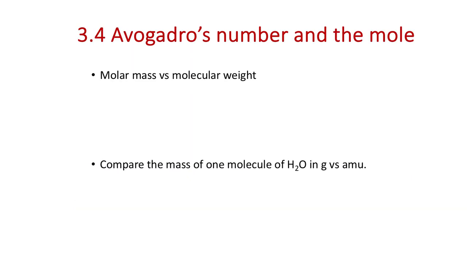Avogadro's number is a tremendous number. There's an example in the book: if you had an Avogadro's number of nickels, the coin, how many times could you wrap the equator in nickels? And the answer is something like 300 trillion times.